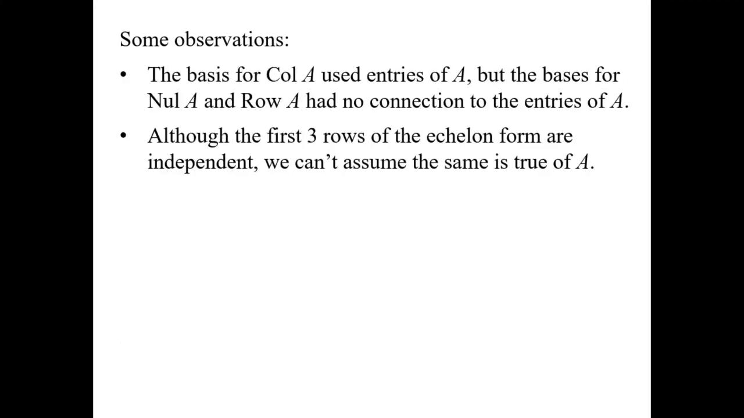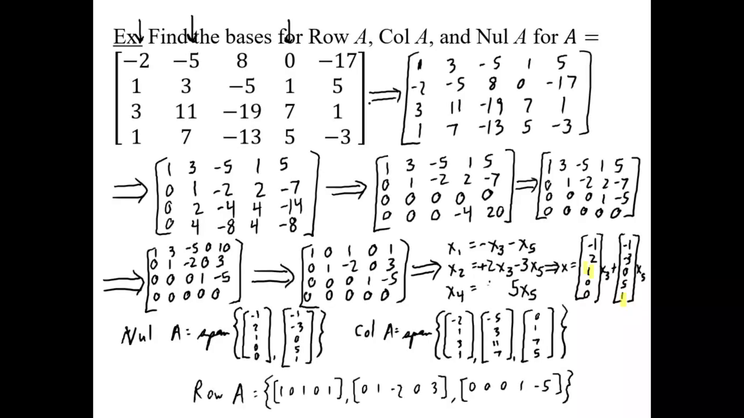Okay, it's also worth observing that although the first three rows of the echelon form are independent, you can't assume the same is true of A. In other words, back to this again. When we found echelon form, the first three rows are independent, and that's great, that's perfect. But notice that these three rows came after we rearranged some of the rows. Here, we switched rows 1 and 2. Over here, we switched rows 3 and 4.